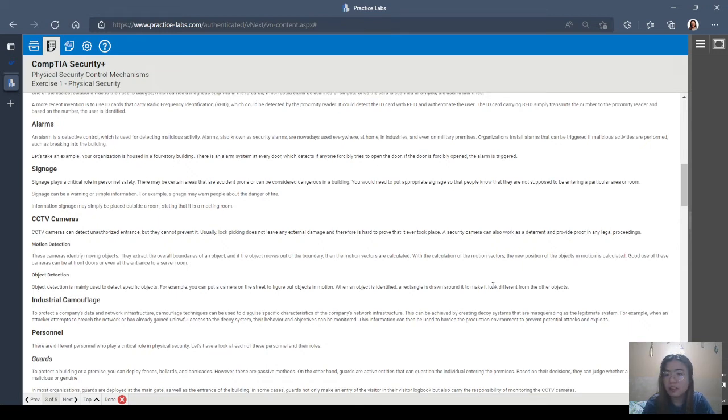Signage plays a critical role in personal safety. There may be certain areas that are accident prone or can be considered dangerous in a building. You would need to put appropriate signage so that people know that they are not supposed to be entering a particular area or room. Signage can be warning or simple information. For example, signage may warn people about the danger of fire. Information signage may simply be placed outside a room, stating that it is a meeting room.